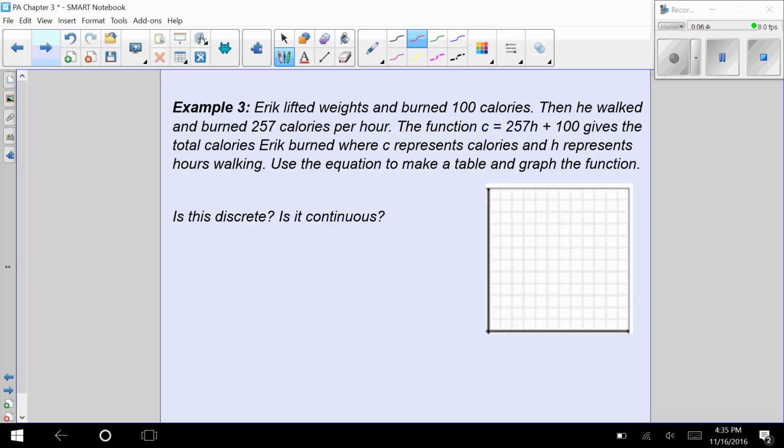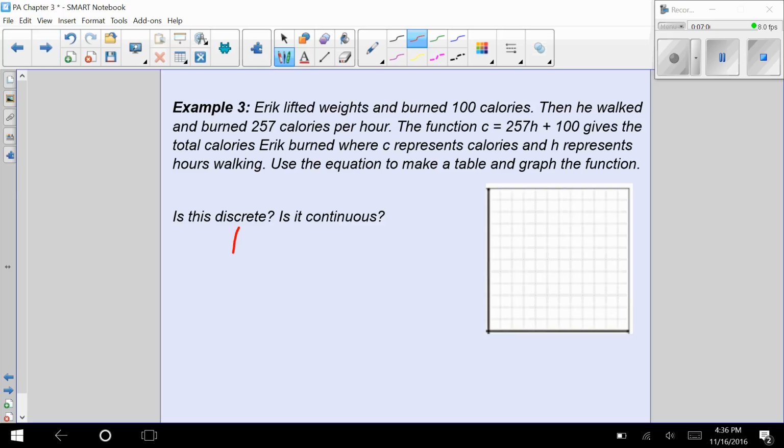Here's example 3. Eric lifted weights and burned 100 calories. Then he walked and burned 257 calories per hour. The function c equals 257h plus 100 gives the total calories Eric burned, where c represents calories and h represents hours walking. We're going to use this equation to make a table and a graph of the function.